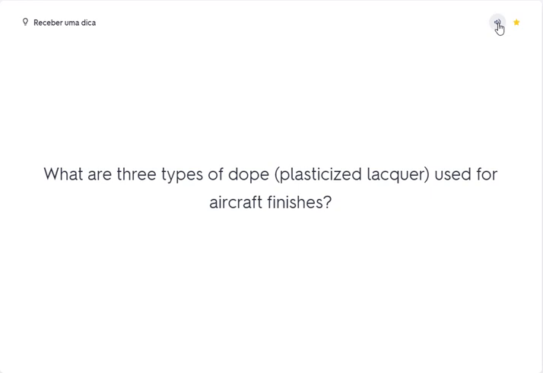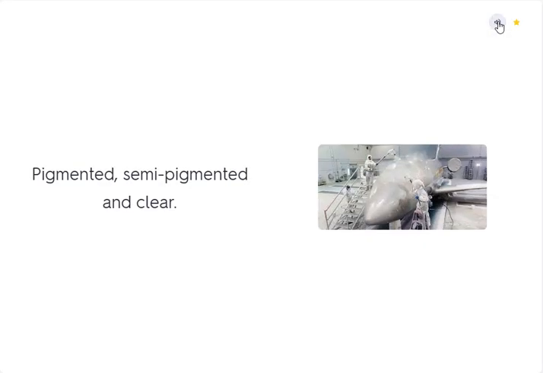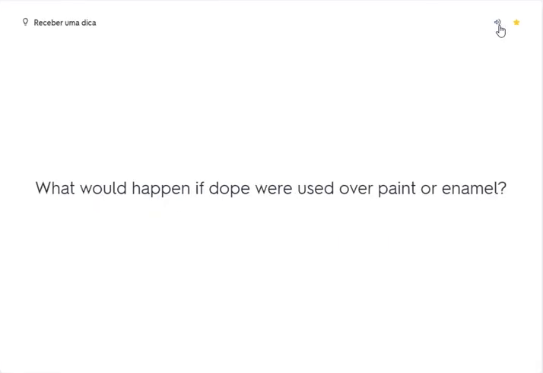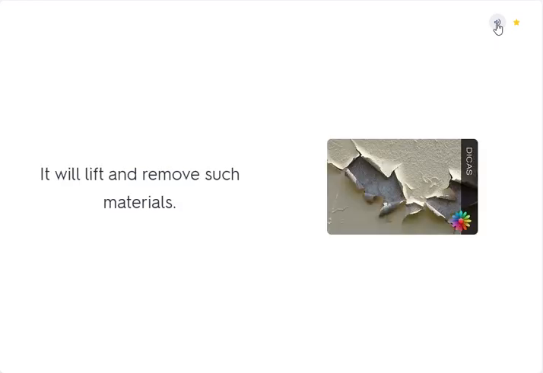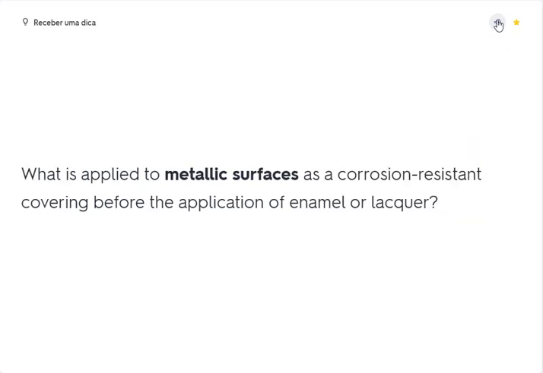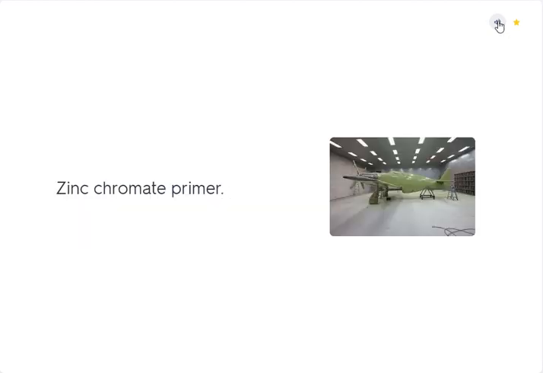What are 3 types of dope used for aircraft finishes? Pigmented, semi-pigmented and clear. What would happen if dope were used over paint or enamel? It will lift and remove such materials. What is applied to metallic surfaces as a corrosion-resistant covering before the application of enamel or lacquer? Zinc chromate primer.